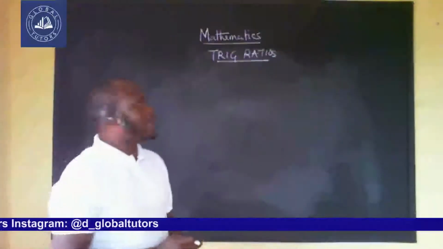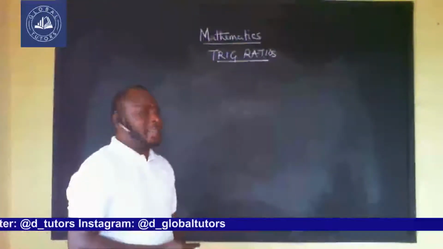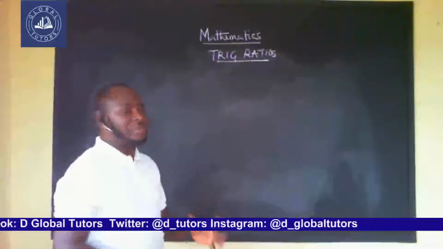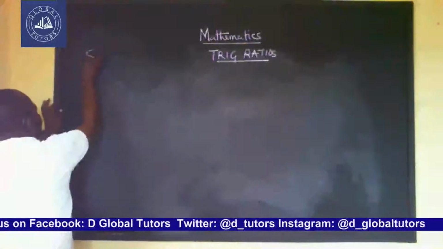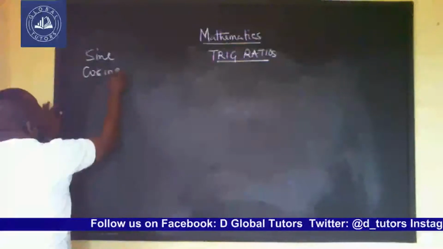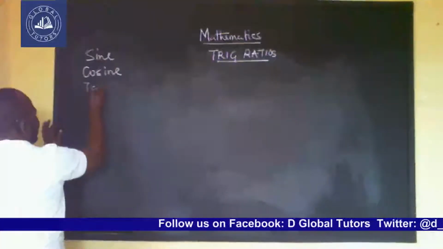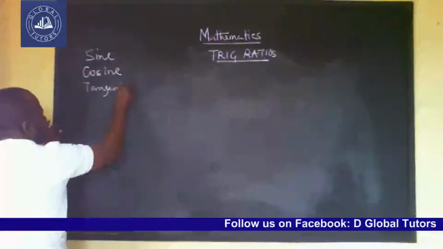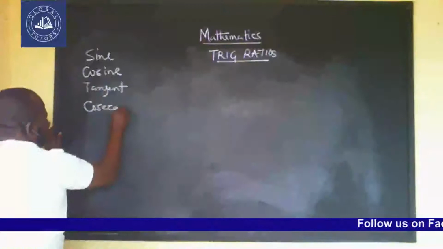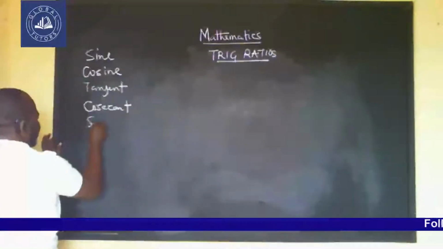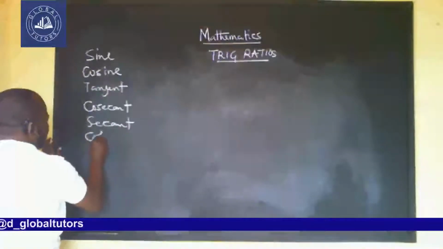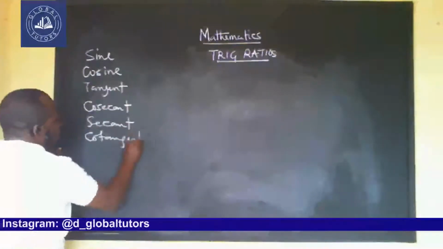Now let's start the topic like this. In trigonometry, we have 6 trig ratios: sine, cosine, tangent, cosecant, secant, and cotangent.